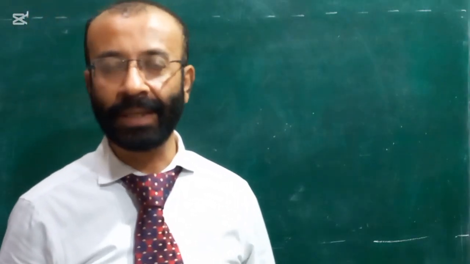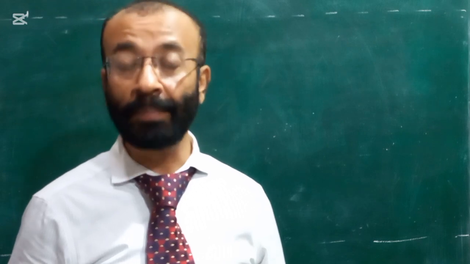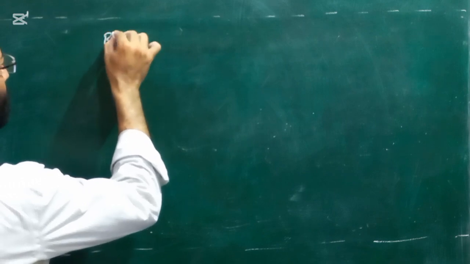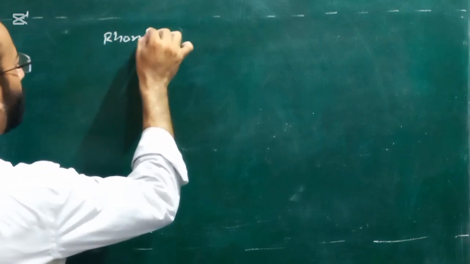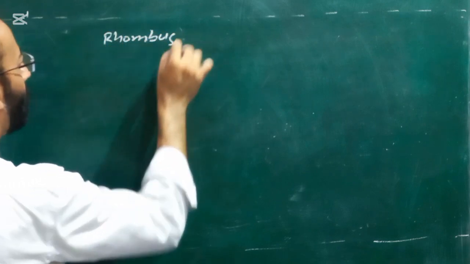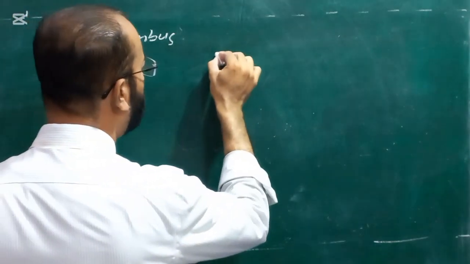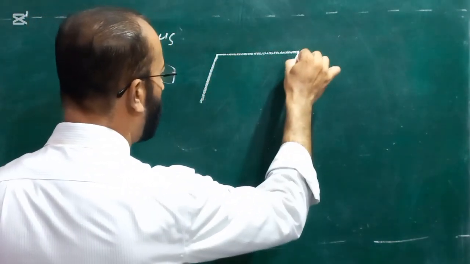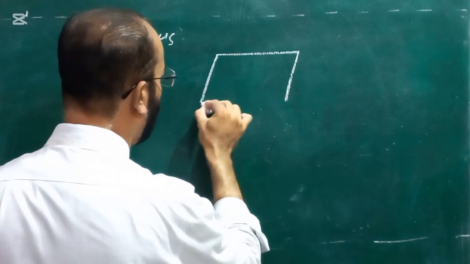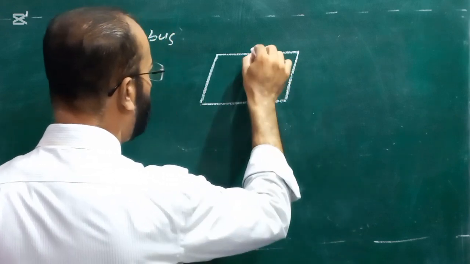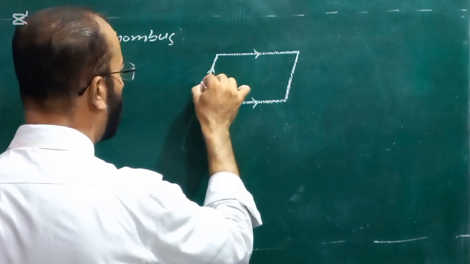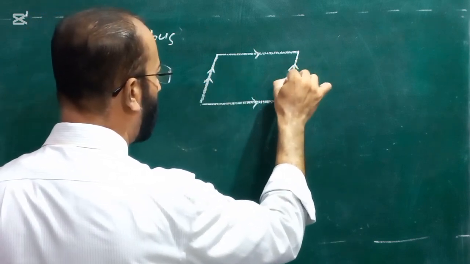Good morning, students. Our today's topic is angle properties of rhombus. So concentrate yourself. We are going to start. So, rhombus. Rhombus is actually a quadrilateral, a four-sided figure in which all sides are equal and opposite sides are parallel.